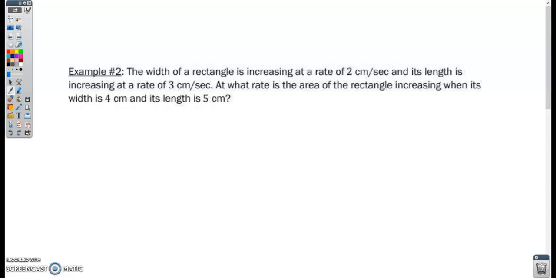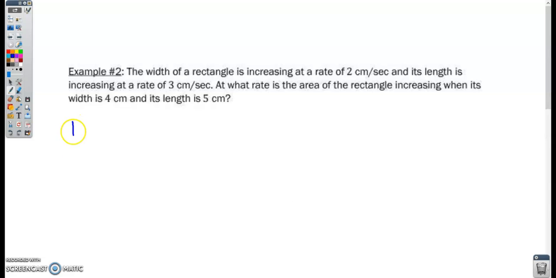Example number 2. The width of a rectangle is increasing at a rate of 2 centimeters per second, and its length is increasing at a rate of 3 centimeters per second. At what rate is the area of the rectangle increasing when its width is 4 centimeters and its length is 5 centimeters? So I'm going to start by working my way through our little step-by-step.